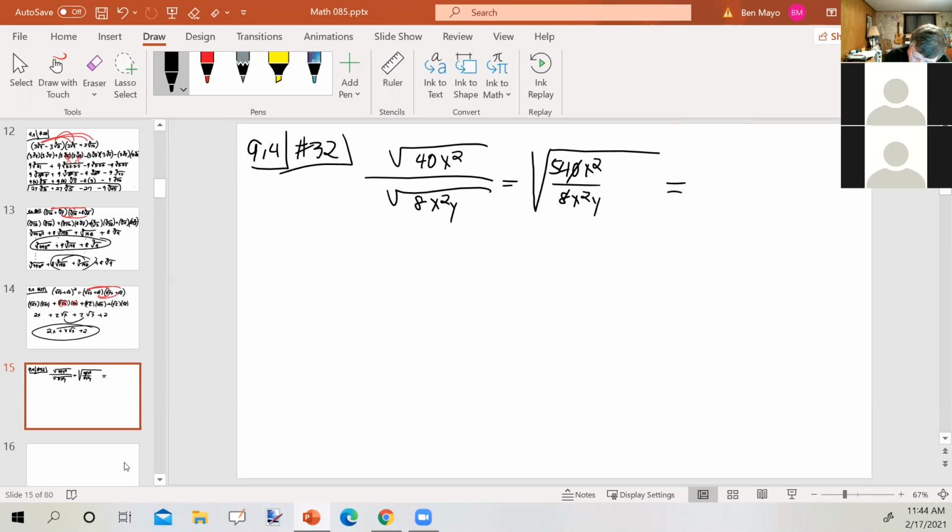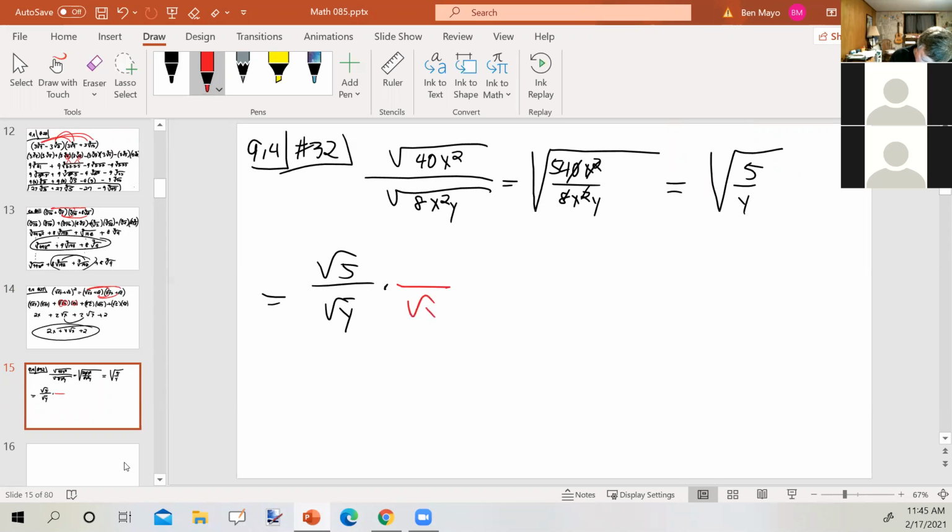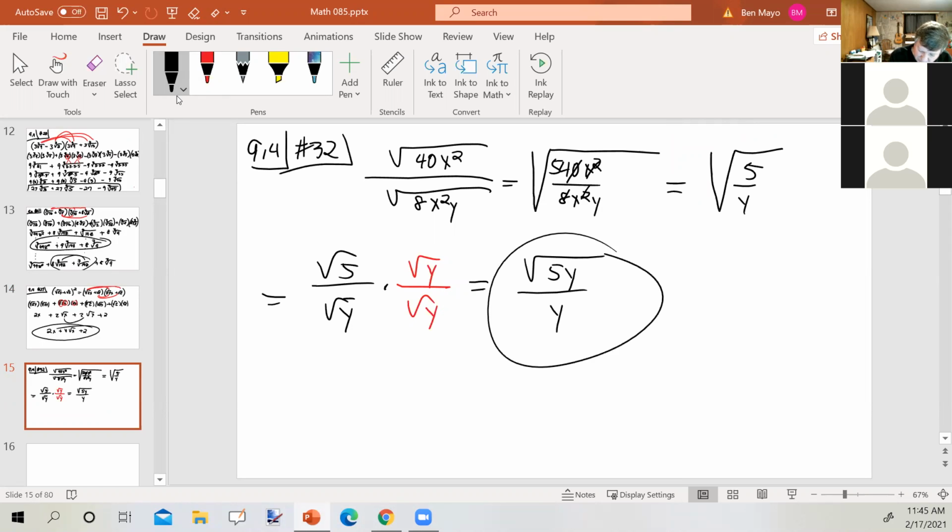40 over 8 is 5. x squared over x squared is just 1. So I've got the square root of 5 over y, which is the square root of 5 over the square root of y. Now I'm going to multiply by the square root of y over the square root of y, which gives me the square root of 5y over y. And there's my final answer.